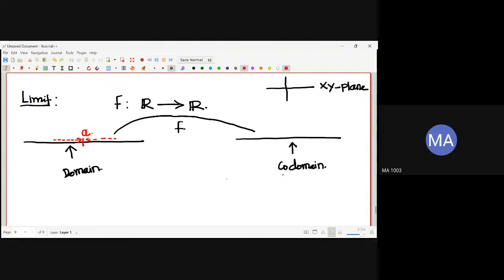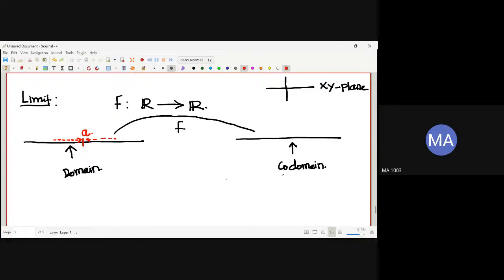So when you are approaching this point A from the left hand side, what you check is how your f of x behaves, where this f of x approaches. That is what you check when you compute the left hand limit.